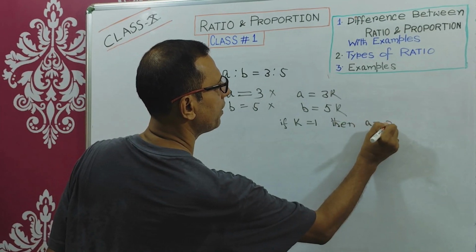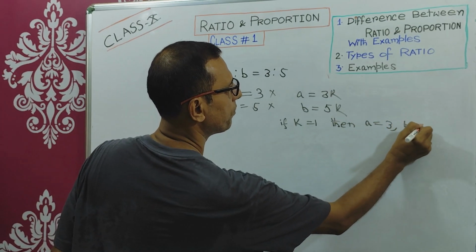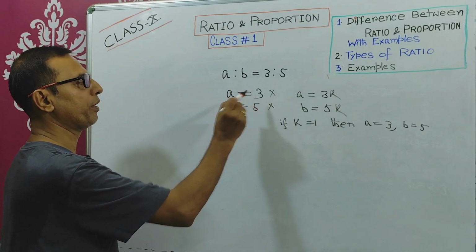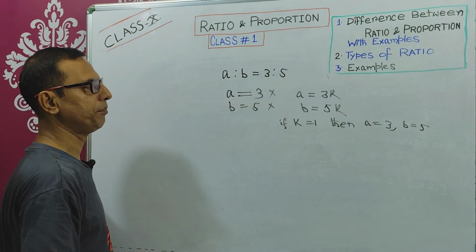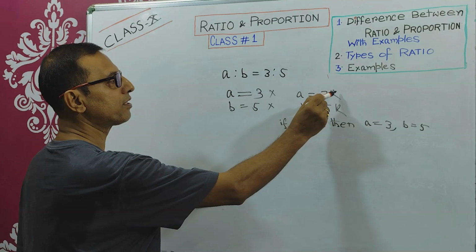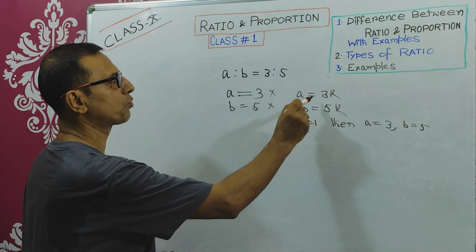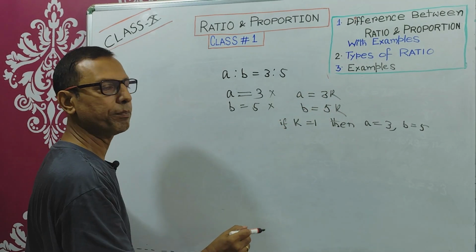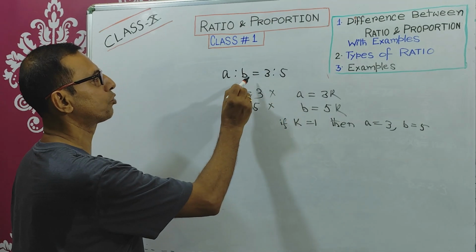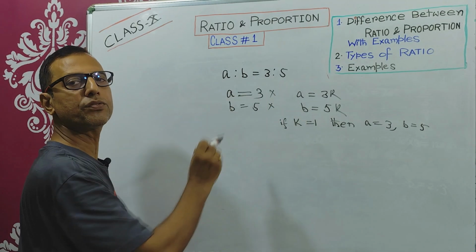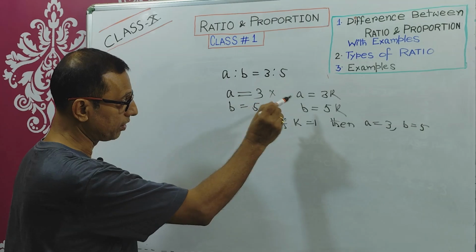then A equals 3 and B equals 5. But not necessarily always A equals 3 and B equals 5. Based on the value of K, it depends what the value of A will be and what the value of B will be, so that the ratio between A and B will be 3 is to 5. You need to remember this.